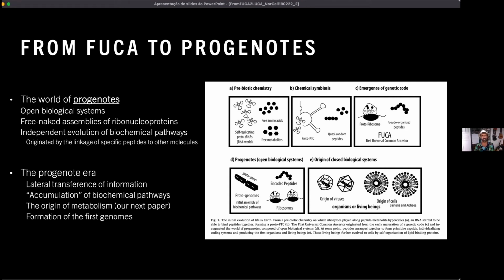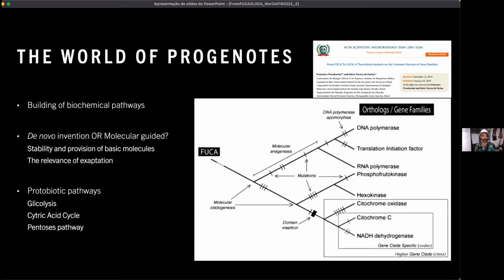And then in this progenote era, we have the lateral transference of information. It was an open system, so they transferred information very easily. They accumulated biochemical pathways and enzymes. Natural selection was operating there. These RNAs would bring to the whole system some sort of stabilization, avoiding the error catastrophe, right? And that was the origin of metabolism. We are now writing a paper exactly on the origin of this metabolism and the formation of the first genomes, okay? So in the world of the progenotes, we need to build the biochemical pathways, okay?